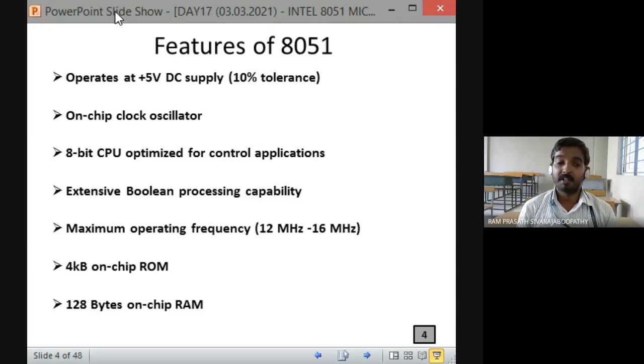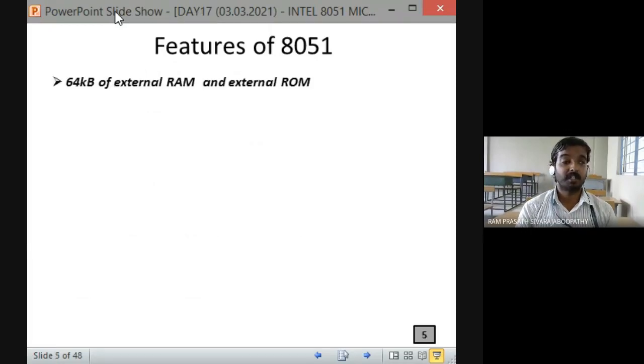Correct? But here in Intel 8051 microcontroller, you can have a 64 KB of external RAM and external ROM. Fine. 64 KB external RAM, 64 KB external ROM. Both can be expanded. Fine. Is it clear? So it is having a 8-bit CPU optimized for control application. That's the very first point what we have discussed.